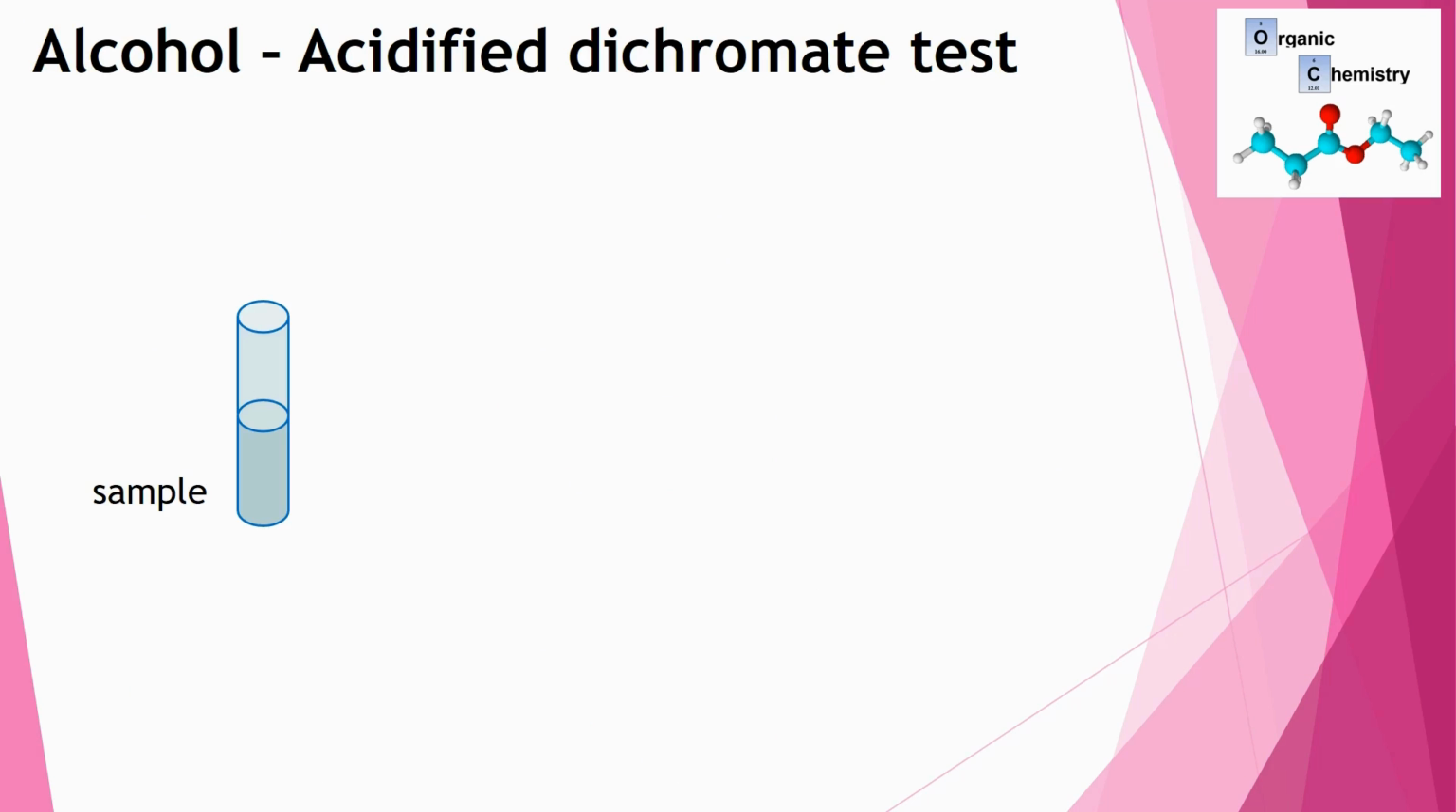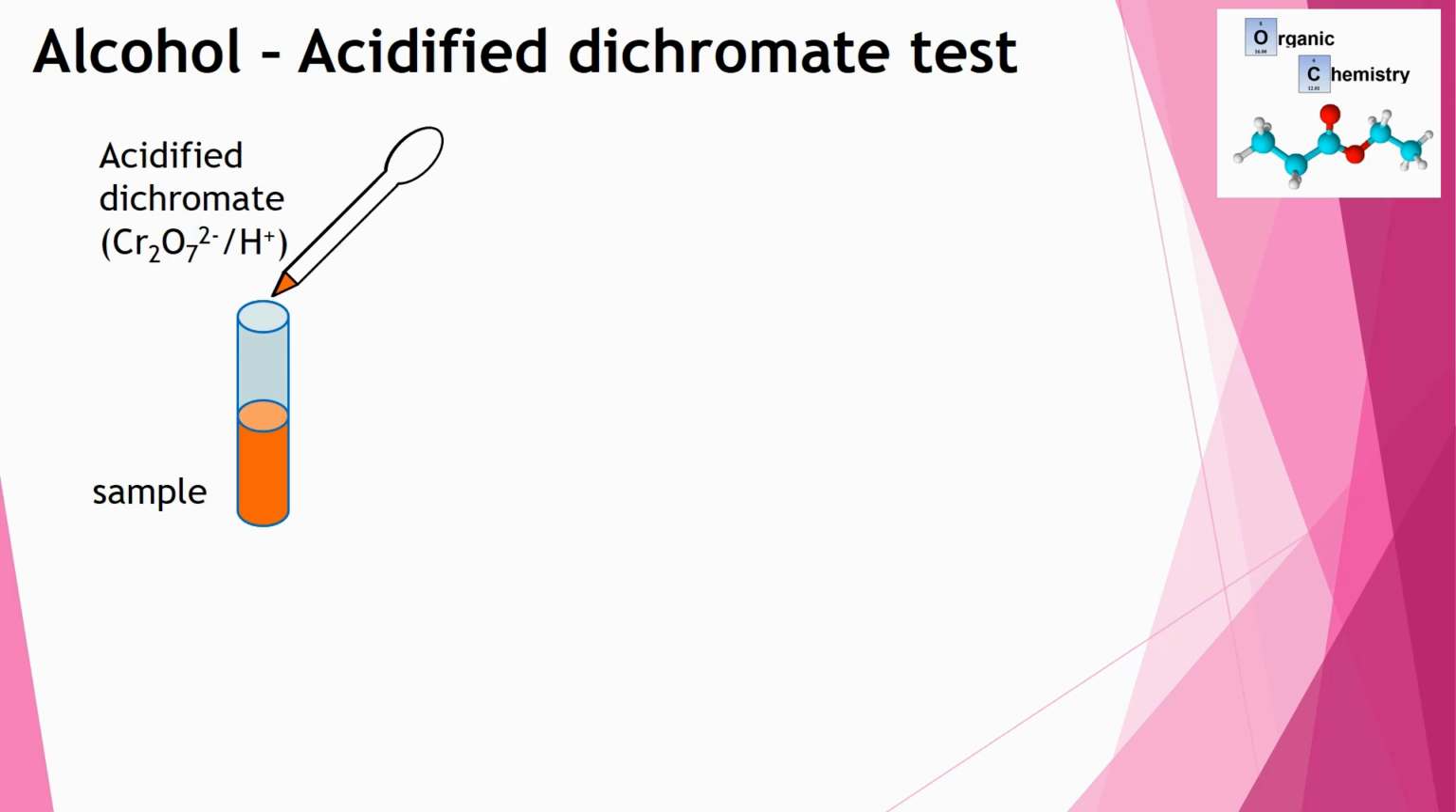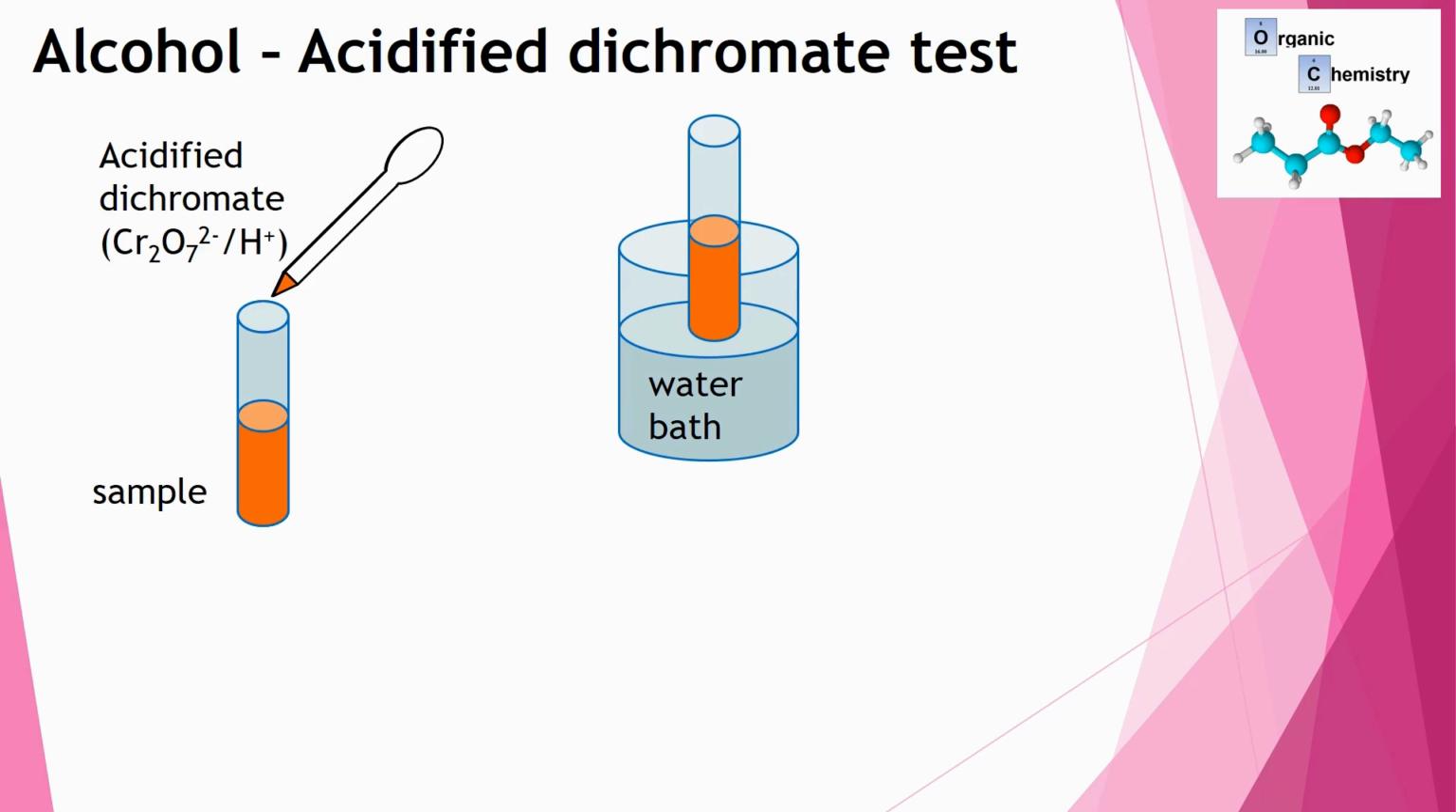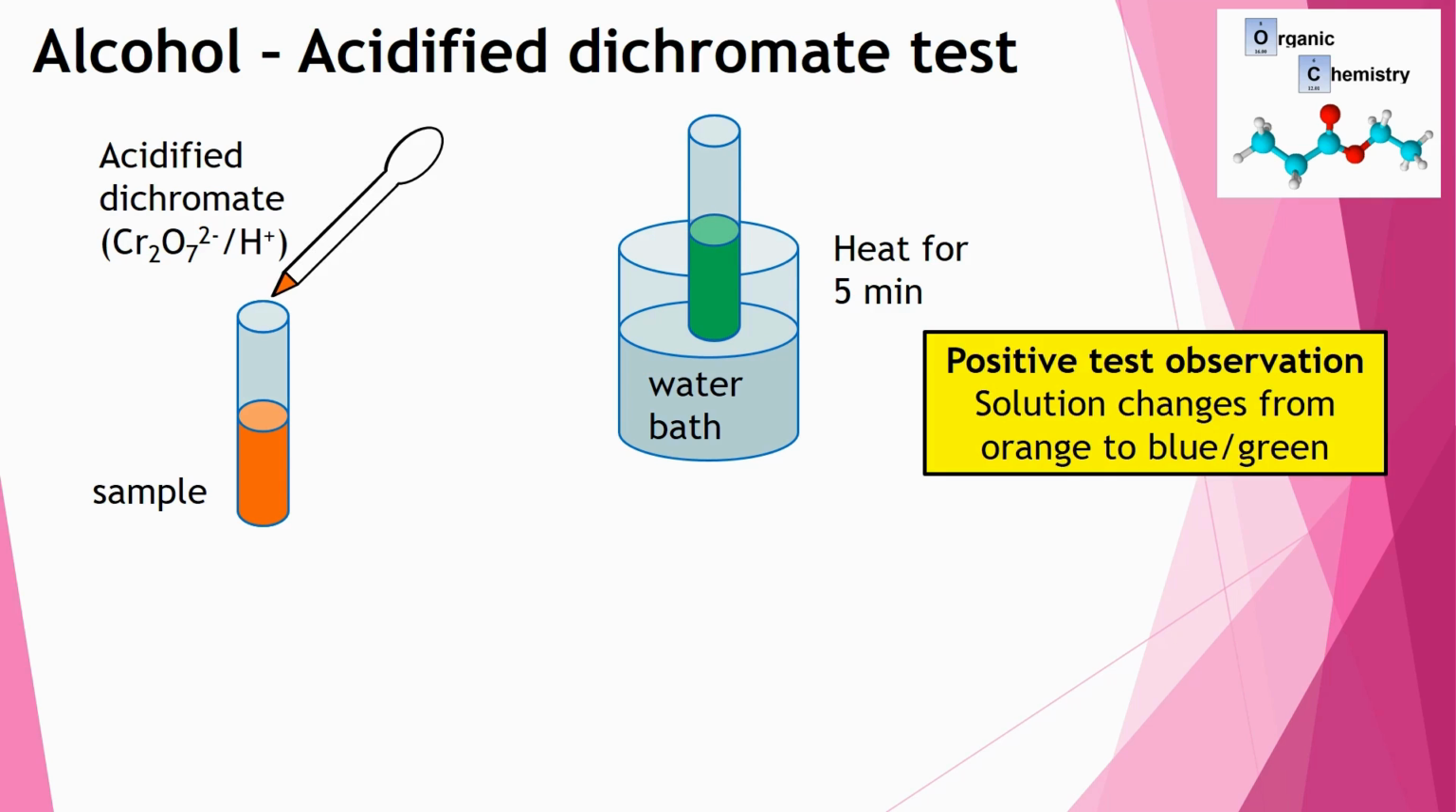Acidified dichromate. So if I wanted to carry out this acidified dichromate test, it's very similar to acidified permanganate, apart from the solution here is orange. So often it's acidified potassium dichromate, K2Cr2O7/H+, acidified. We add that to our sample. We take our sample, we put it in the water bath, and this will take a wee bit longer to change than the permanganate. But if we do have a positive test, it is going to go green. It goes from orange to green.